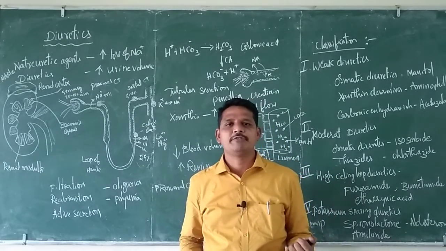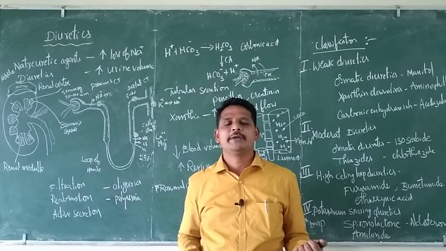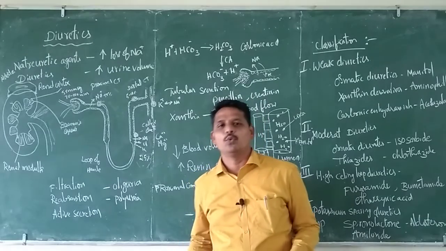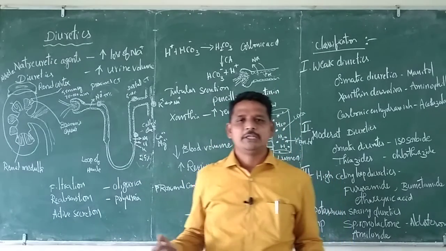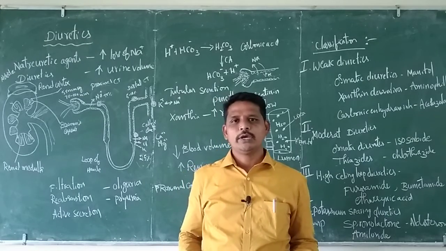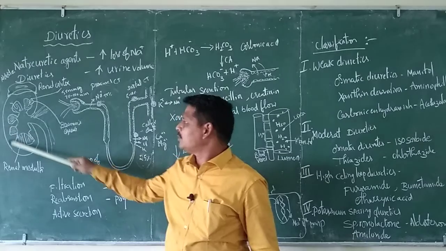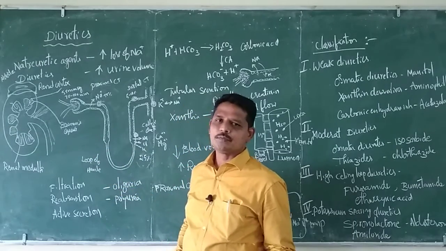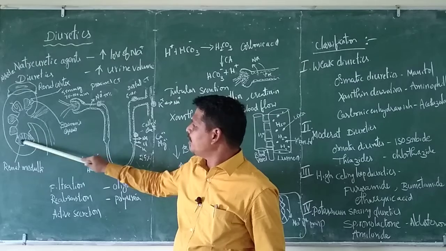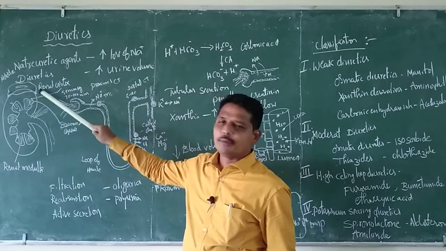Diuretics are one of the major categories of drugs that are helpful in the management of blood pressure, hypertension. First, we will see what the kidney and its functional unit are, what its parts are, and how it works. So this is the basic diagram of the kidney. In the kidney, there is a renal cortex and a renal medulla. The adrenal gland is located on the top of the kidney.